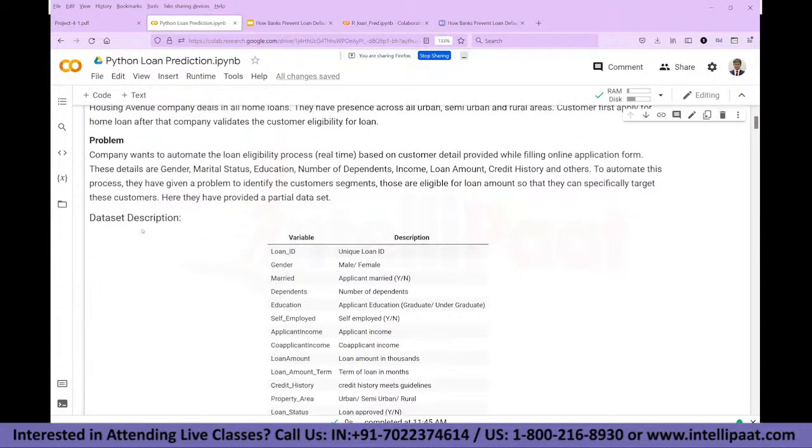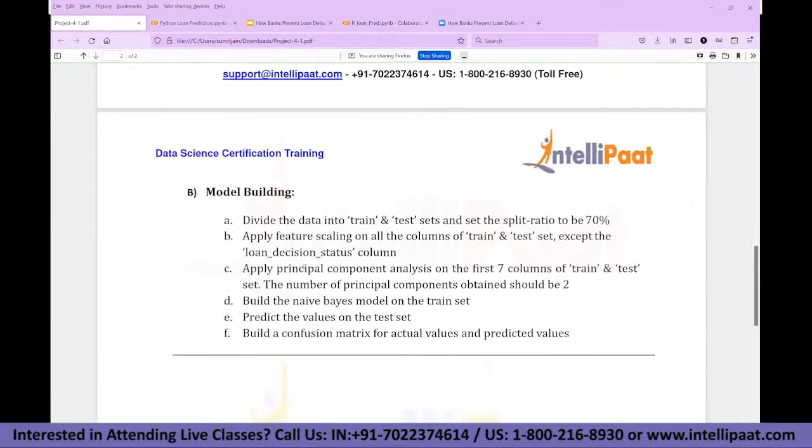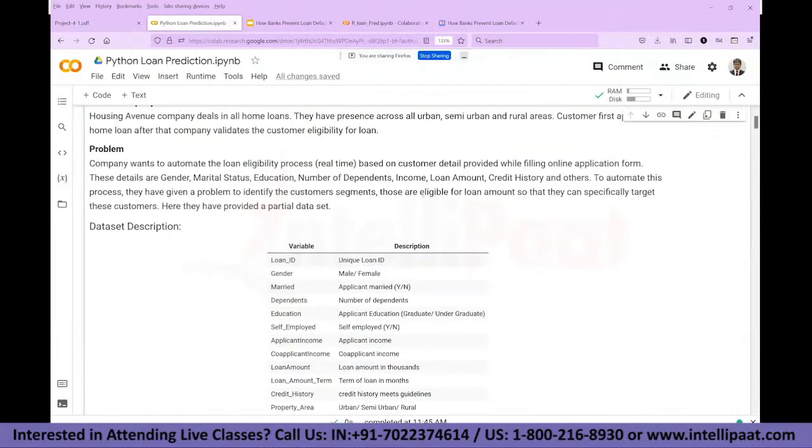Right? So the problem is the company wants to automate the loan eligibility process in real time based on customer details provided while filling the online application form. These details could be gender, marital status, education, number of dependents, income, loan amount, credit history, and all of those, right? We saw that data set previously. So to automate this process, they have given a problem to identify the customer segments that are eligible for loan amounts, or that they can specifically target.